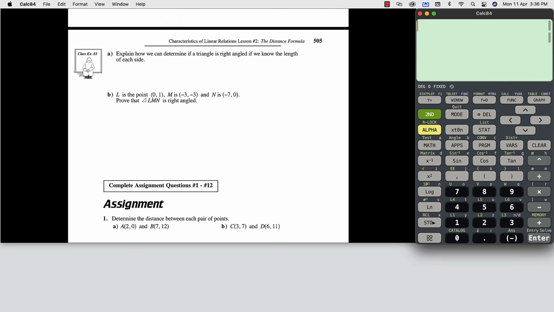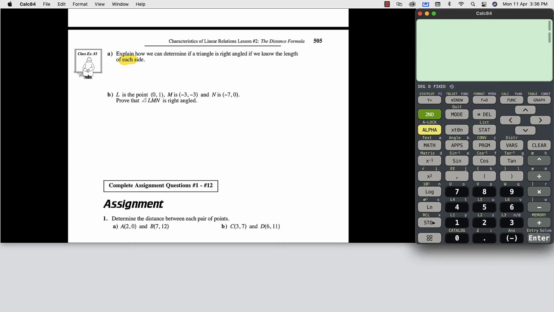Okay, moving on to class example number 3, the last one before the assignment. It says, Part A, explain how we can determine if a triangle is right-angled if we know the length of each side. So them saying each side is going to be important there.